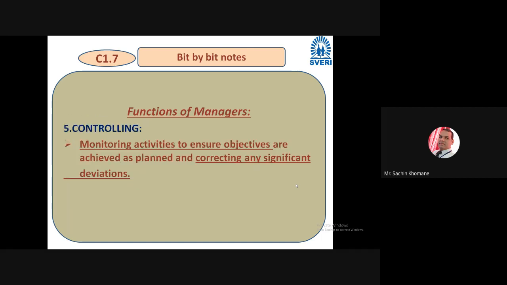Okay. The next function of a manager is controlling. Monitoring activities to ensure objectives are achieved as per the plan and correcting any significant deviation. Controlling means what? Monitoring the activities. Monitoring means continuously observing that activity, whatever planned, decided activity is there. So observing that particular activity means controlling, to ensure it is achieved as per the plan, whether it is achieved or not, or achieving or not. Whether everything is going as per plan or not.